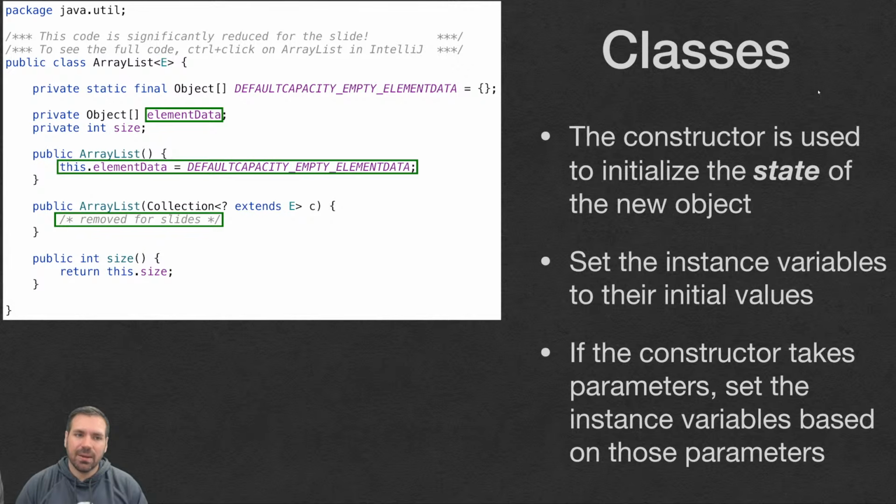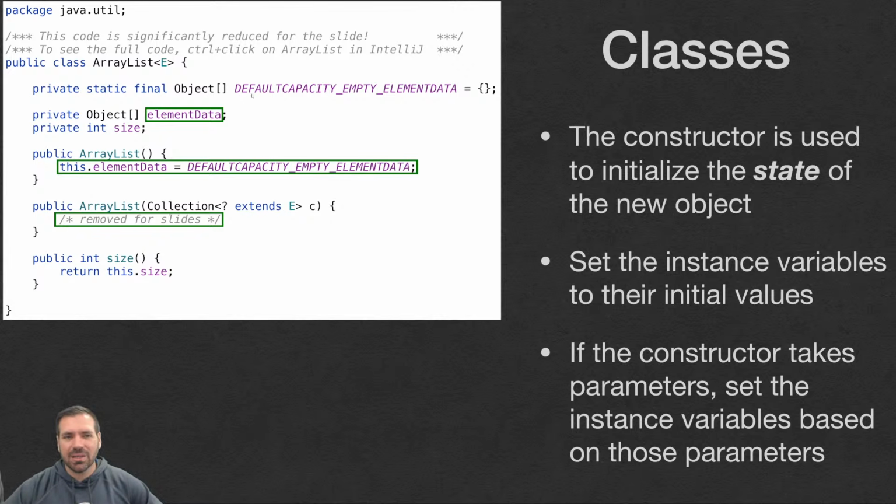And the default constructor, when we call the parameter list constructor, the actual code is just this one line of code. It's going to initialize element data to a static object that is an empty array. This is the syntax to create an empty array. So they have one copy of an empty array.